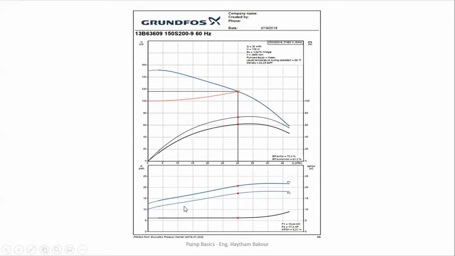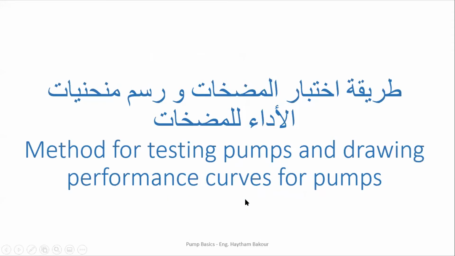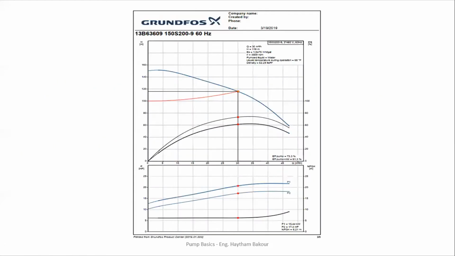Here we can see B1, B2, and here we can see MPHF at the entrance of the pump. Do you have any questions so far?